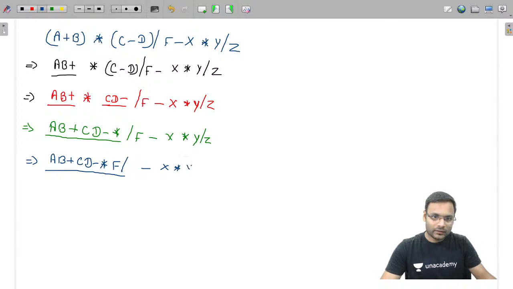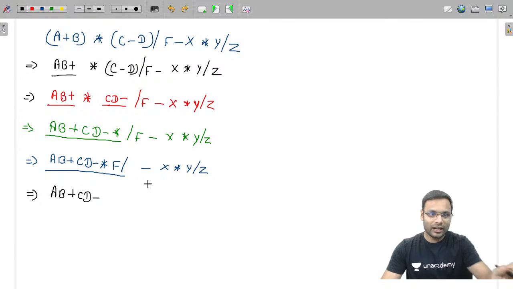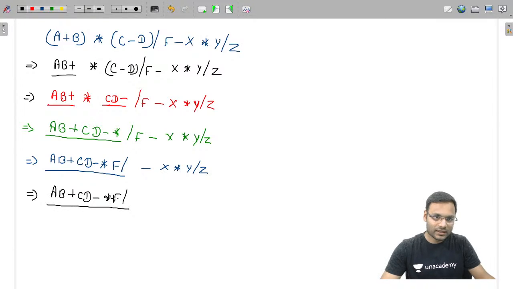into Y, divide by Z. Next is X into Y. Okay, let me write as it is: AB plus CD minus star F division, as it is, minus as it is. First of all, X into Y, XY star in the postfix, divide by Z separate.